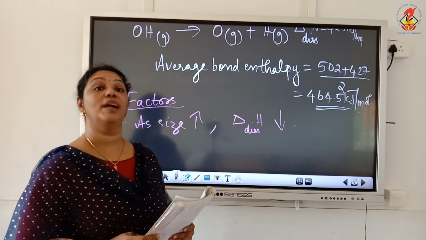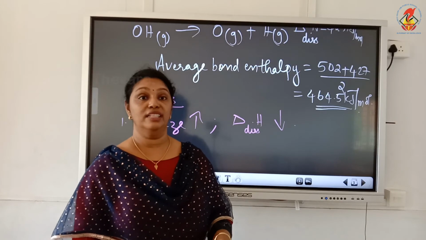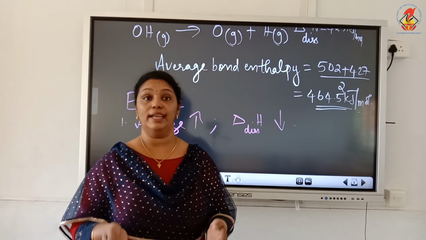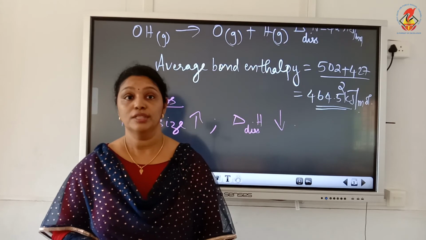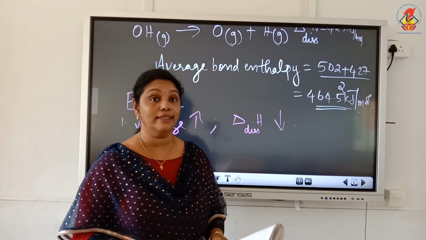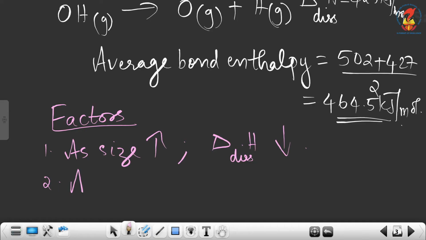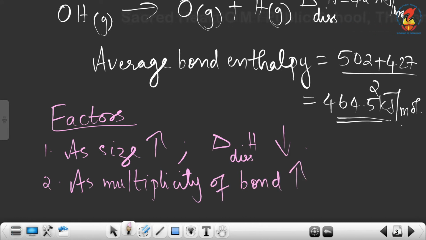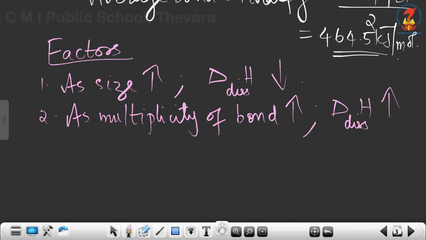Now the second factor is the multiplicity of bond. We know that it's very difficult to break a triple bond, then a double bond, then a single bond. So as the multiplicity of bond increases, bond dissociation enthalpy increases. So the second factor is, as multiplicity of bond increases, delta H dissociation increases. So it's very difficult to break a triple bond, then a double bond and a single bond.